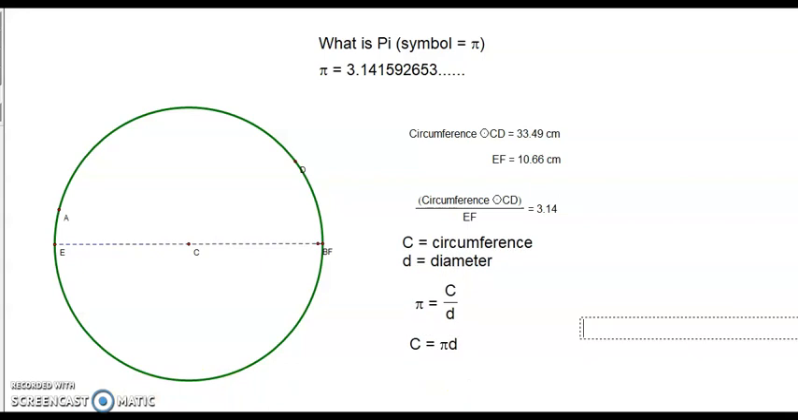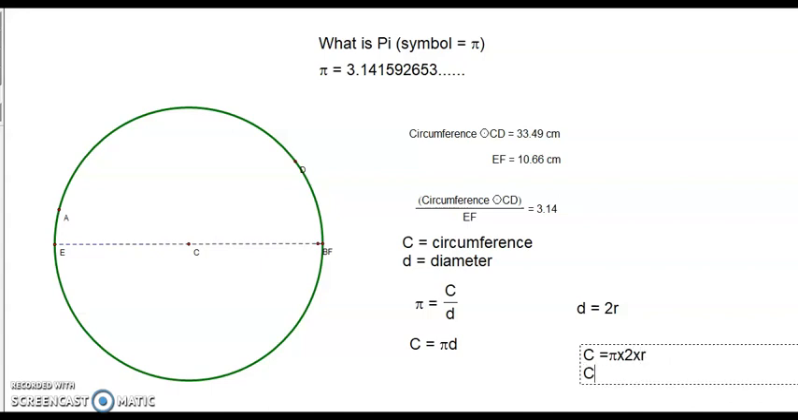We should also remember that the diameter of a circle is equal to 2 times the radius. So what I can do here is replace this d with 2r. I can take the 2r and put it where the d is, and we have another way of writing the formula for the circumference of a circle. So we can say that the circumference is pi times 2 times r. A nicer way of writing that is c equals 2 pi r.